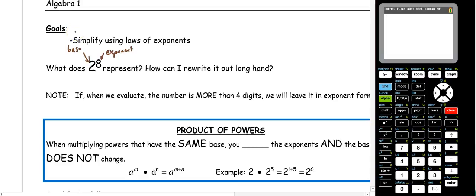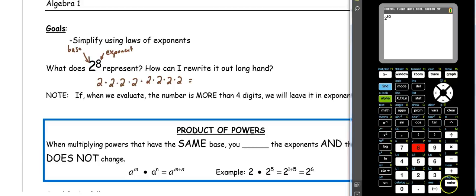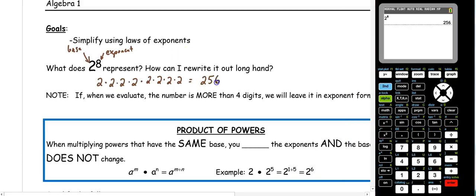So if we have 2 to the 8th, that's really 2 times itself 8 times. So 2 times 2 times 2 times 2 times 2 times 2 times 2 times 2. So we can multiply it out all by hand, or in our calculator, we can just do 2 to the power of 8, which in this case is equal to 256. Remember when you're evaluating, if a number is more than 4 digits, we're going to leave it in exponent form.